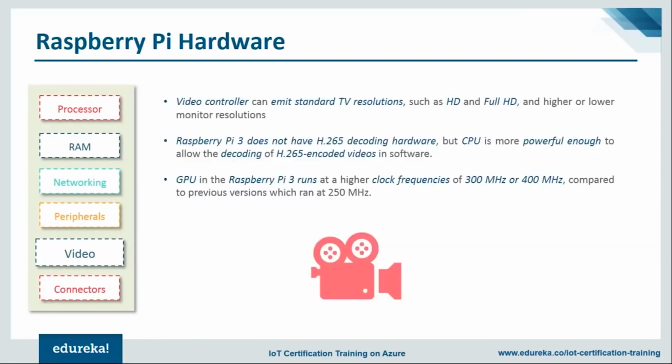Now again, when you look at the video capabilities, video controllers, here you can watch complete HD videos, but Raspberry Pi does not have H.265 decoding hardware. But the CPU in itself is way more capable and helps you in decoding the H.265 encoded videos through software operations. Now in terms of GPU, the GPU in Raspberry Pi 3 runs at a higher clock frequency, about 300 or 400 in comparison to the previous versions, which was at about 256 megahertz.